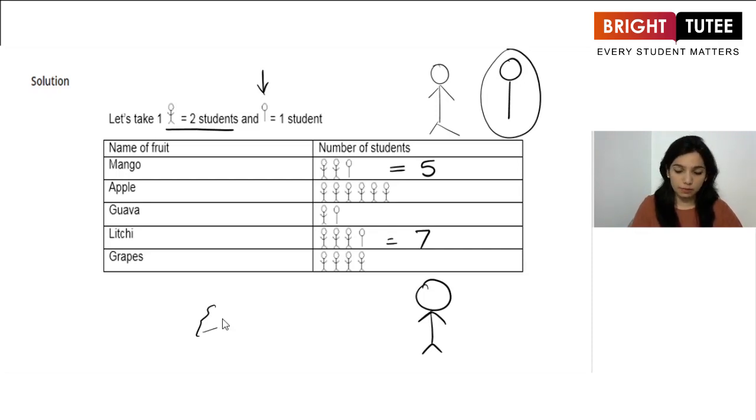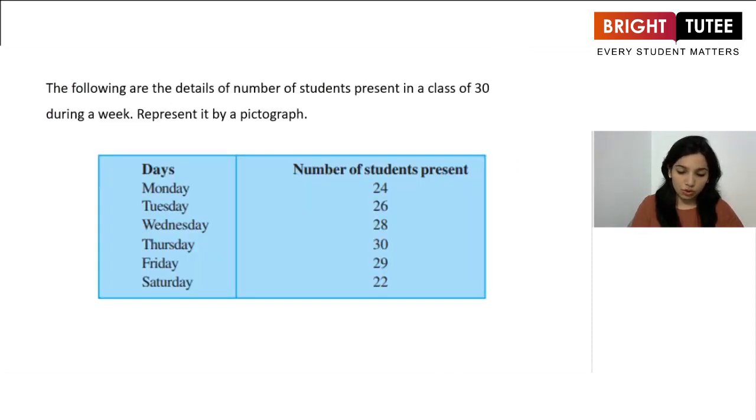Let us draw a pictograph using this example so that we are clear with what we are doing. It says the following are the details of the number of students present in a class of 30 during a week.